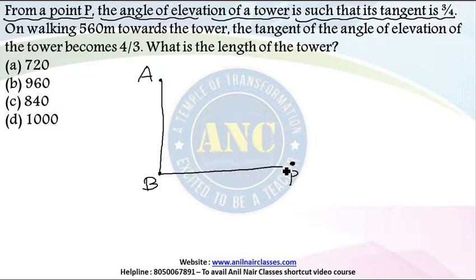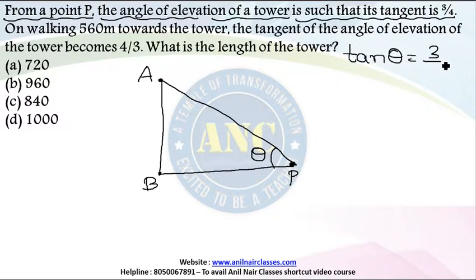That means from this point P, the top of the tower is making some angle. I will call that angle as theta. It is given that tangent of that angle theta is nothing but 3 by 4. Okay, understood, sir. That means tangent of theta, opposite side is nothing but 3. That means they are saying that AB value is 3. Adjacent side BP value is 4 according to the assumption as of now.